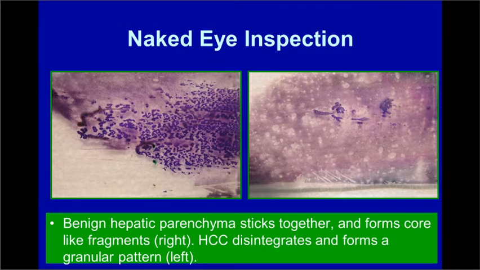For example, this is an example of naked eye inspection. On the right, if it's an aspirate where they stick the needle in benign liver, it tends to stick together and form these cohesive core fragments. Over here, we see an example of hepatocellular carcinoma where the tissue fragments essentially disintegrate and form a granular pattern.